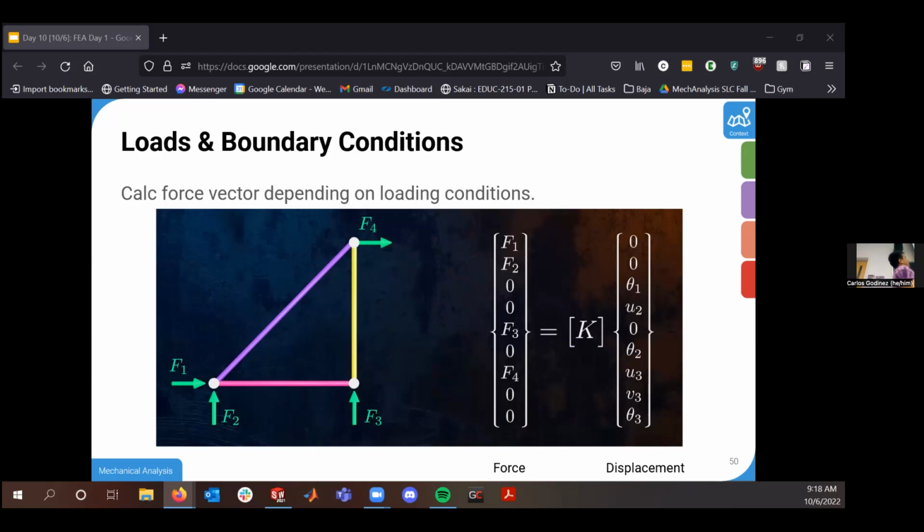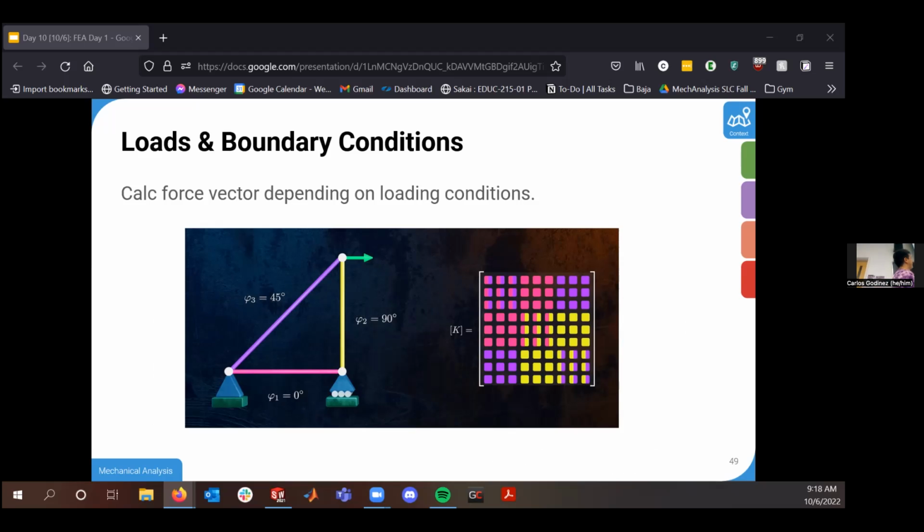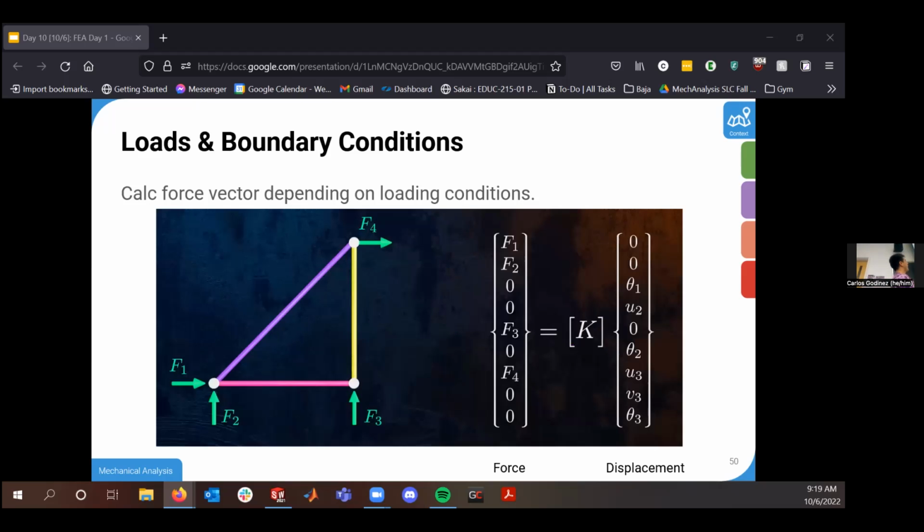The last visual thing to understand is that I previously had a pin joint right here, a roller joint right here, and an applied load at this top right corner. I can represent those boundary conditions as forces and fixed displacements on my entire global system. So right here, this is my force vector, this is my stiffness matrix, and this is my displacement vector.